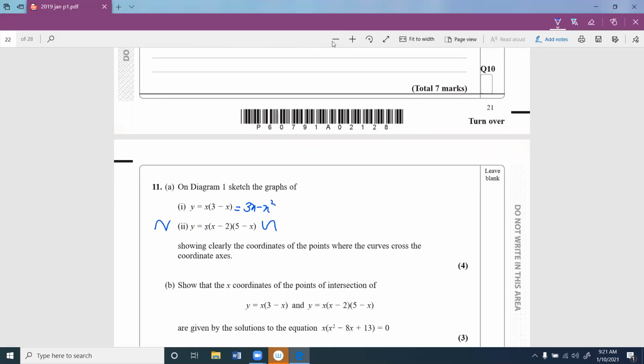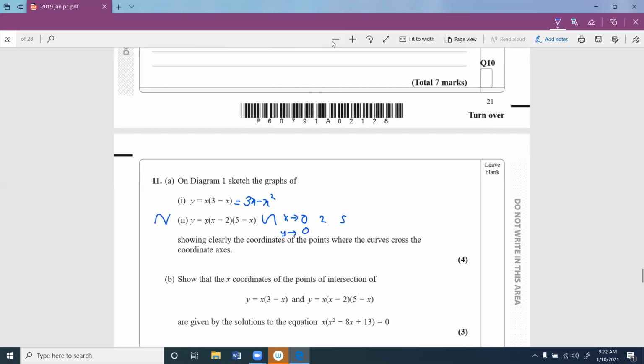Here it's 0. From here it's say 2. And here it's say 5. Right. This is the intersection of the x-axis. How to get the intersection of the y-axis? Make x equals to 0. The y becomes 0. So 0, 2, 5 are the coordinates.